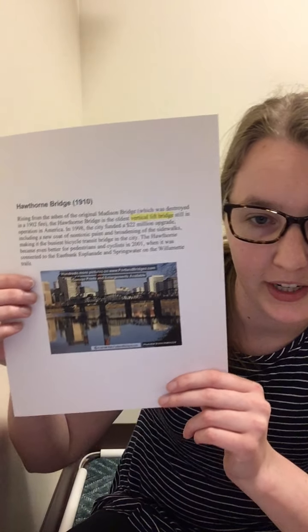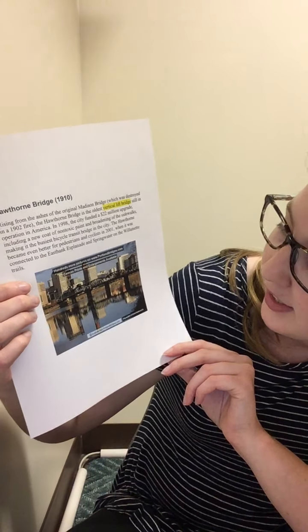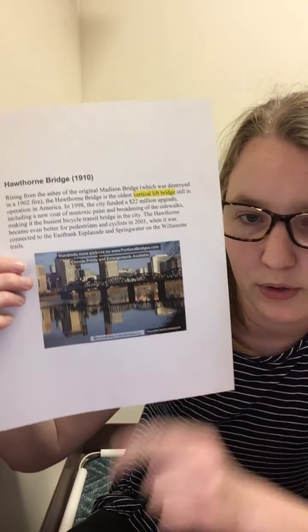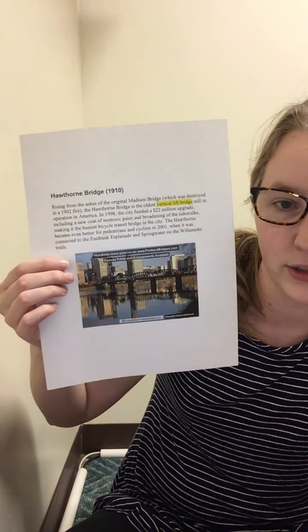Then we have the Hawthorne Bridge, which is a vertical lift bridge. So this one also can lift up in the middle right here. It goes up, up, up so that boats can go underneath. So that one's called the Hawthorne Bridge.